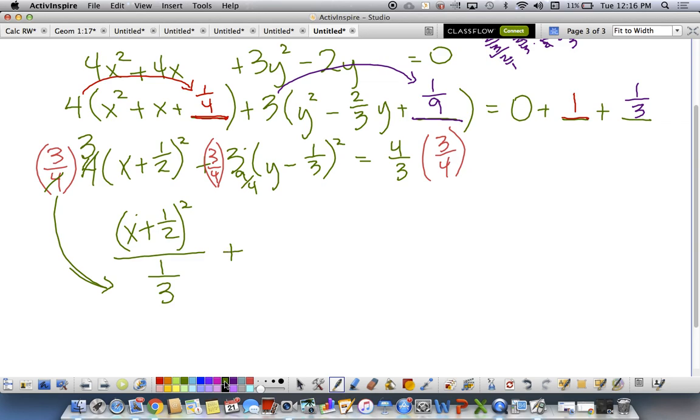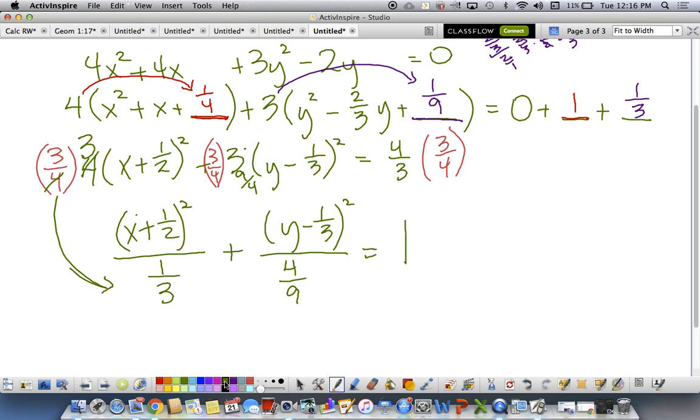Plus y minus 1/3 squared over. Can I put 9/4 in the denominator? Well, no, because you're going to have to flip. Could I put it as 4/9? Yeah. But if I flipped the second number and multiplied, it would be 9/4. Okay, what's on the right side? A 1. Simply a 1.